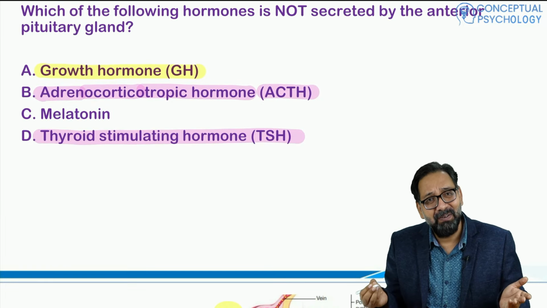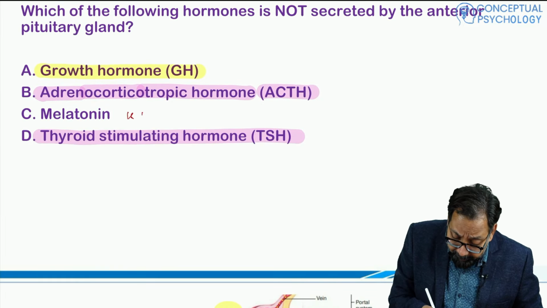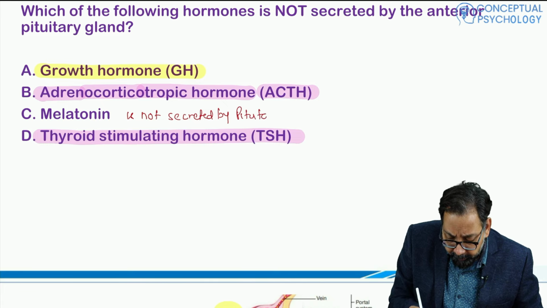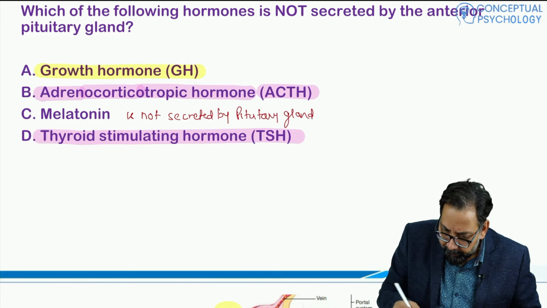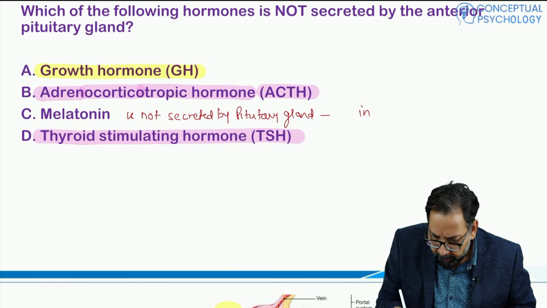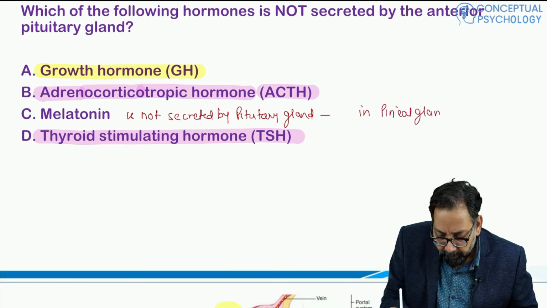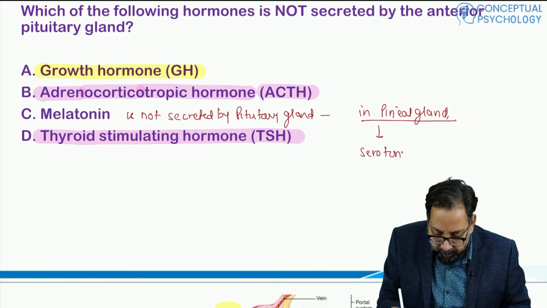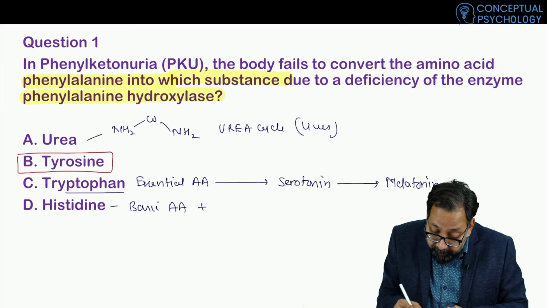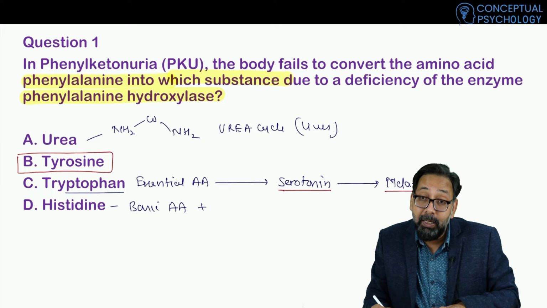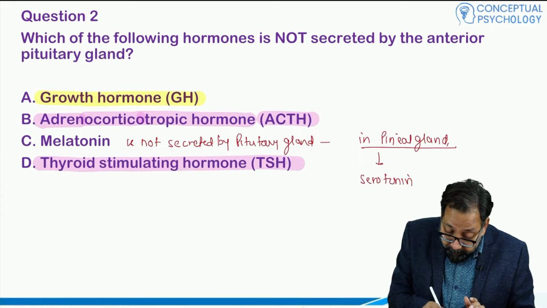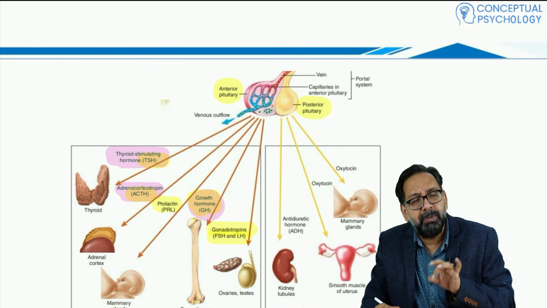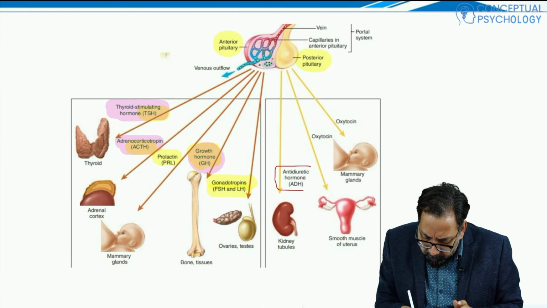So the remaining option is melatonin. Melatonin is not secreted by the pituitary gland. It is synthesized in the pineal gland and formed from serotonin. As I discussed previously, serotonin is converted to melatonin in the pineal gland. So this is not secreted by the pituitary gland. This is the answer. You must have an idea about the posterior pituitary hormones. Those are antidiuretic hormone and oxytocin.